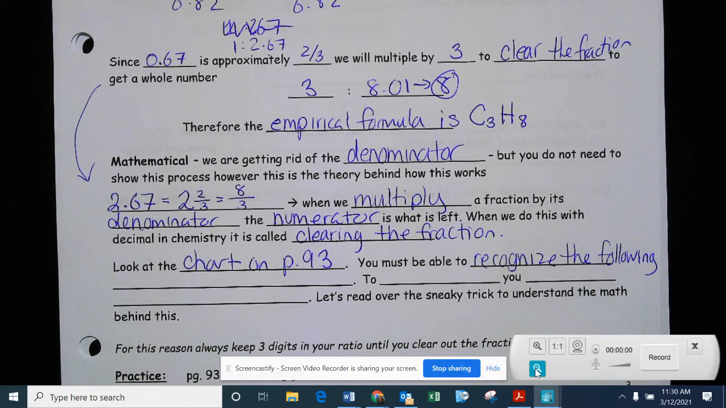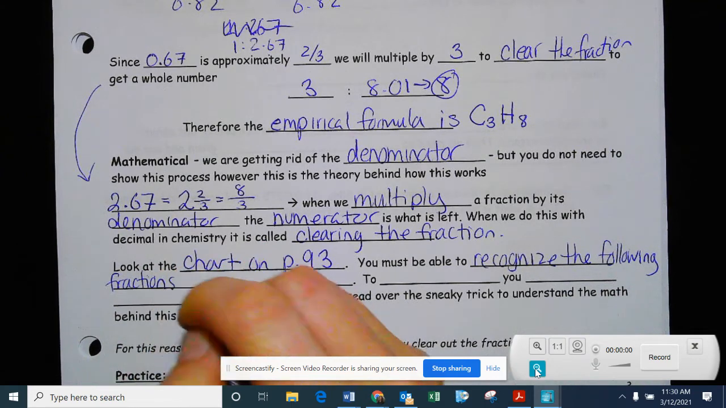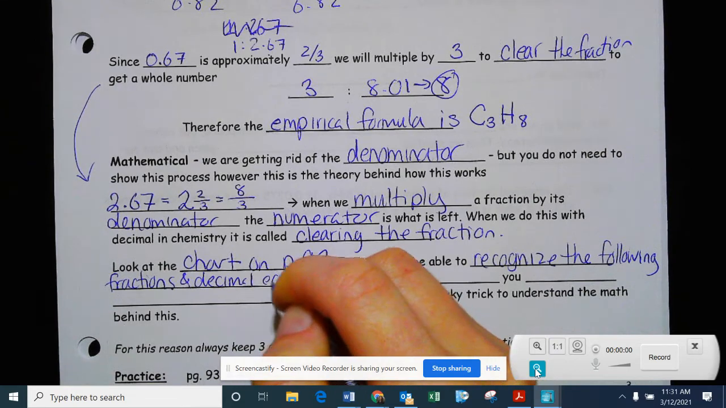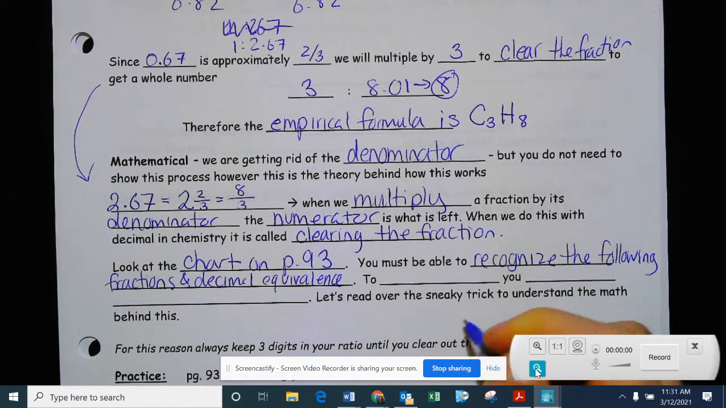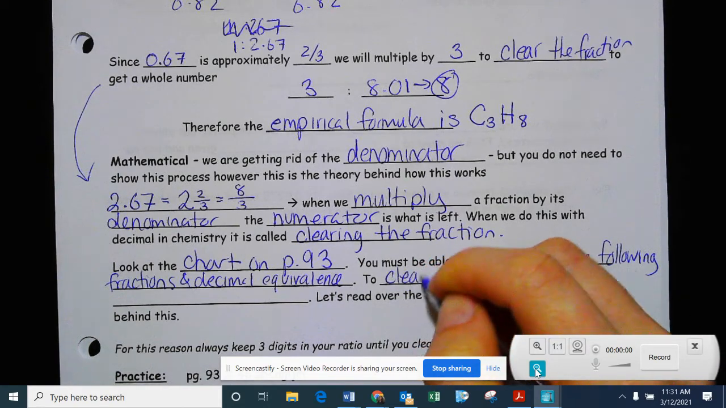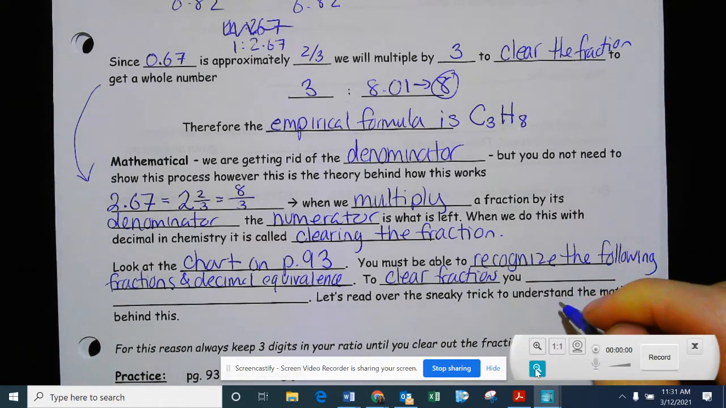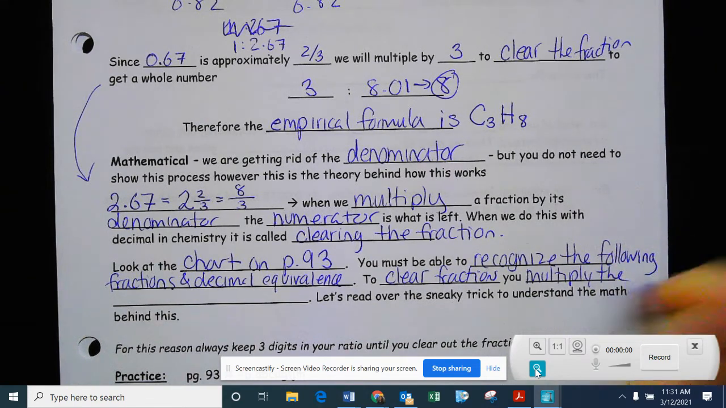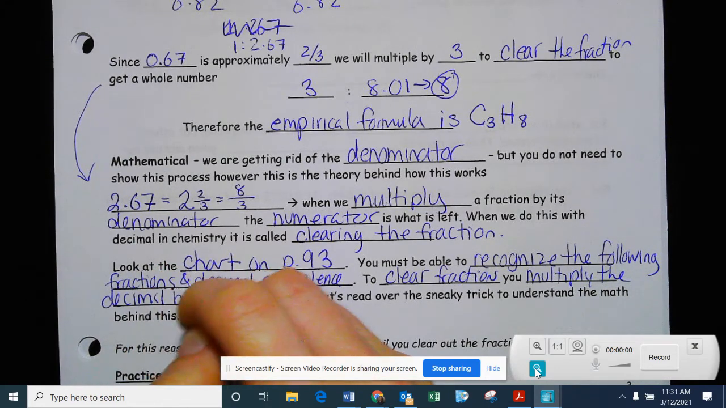Okay, there's a chart on page 93. This is the last little bit, and then I'll let you go. So you need to be able to recognize the following fractions and decimal equivalents, which are on that chart. And then to clear fractions, you multiply the decimal by the denominator.